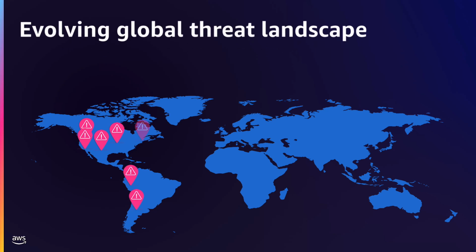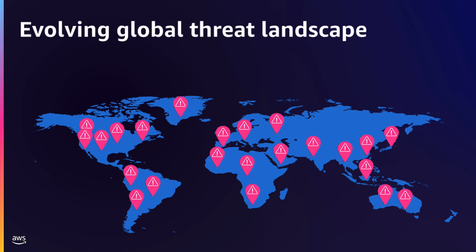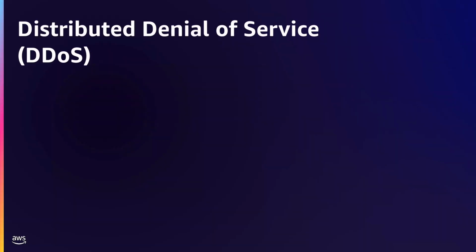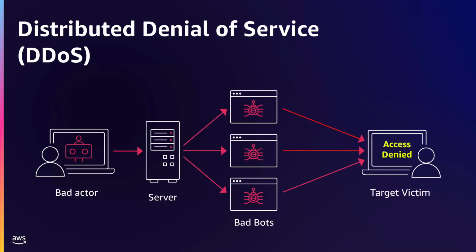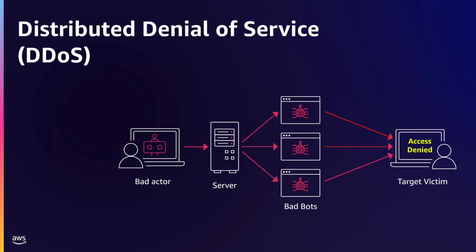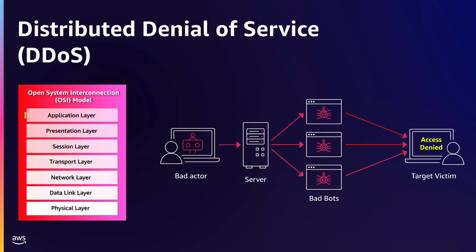As the global threat landscape shifts and evolves, AWS services that help protect our customers from those threats also evolve to meet their needs. One type of threat that has changed considerably over the past few years is distributed denial of service. DDoS events have evolved from targeting lower network layers to focusing on the application layer. Due to this shift, AWS services used to detect and mitigate DDoS events have evolved as well.